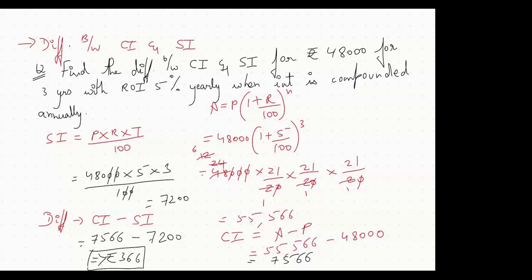Okay, now I'm clearing the screen. Now, guys, see, there is one more concept. This is the last concept of this chapter. Right now we were finding the difference between CI and SI. Now what can also happen is that sometimes you are given the difference. With that difference, you have to calculate other values, that is principal, rate or time.